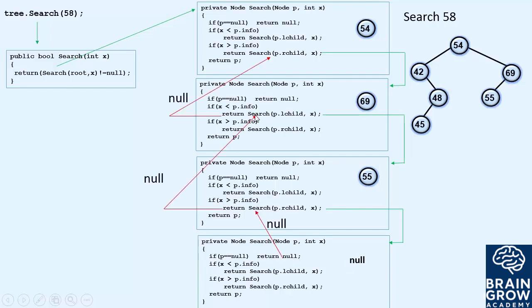Null is returned from here, and from here. Now value of this call is null. So this condition is false. So false is returned from here, indicating that this key 58 is not present in the tree.